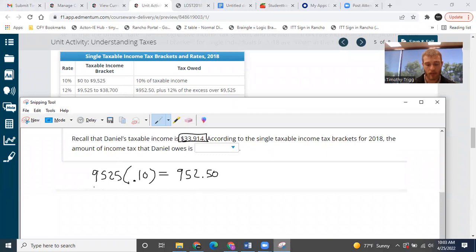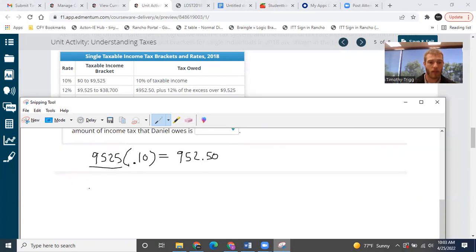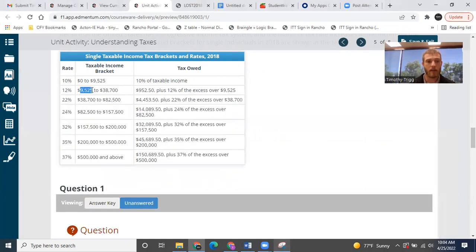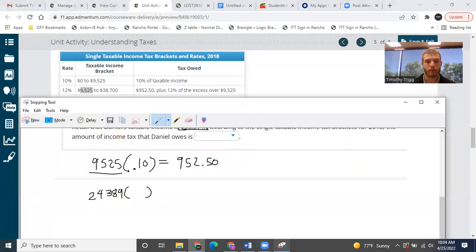So I'm going to take the $33,914 minus this 9,525. Okay, that leaves him with $24,389 of taxable income. But this income is in the second tax bracket, right? Because it's how much he earned that's above 9,525, sorry. And so that gets multiplied at a 12% tax rate. Okay, so I'm going to multiply by 0.12 times that.